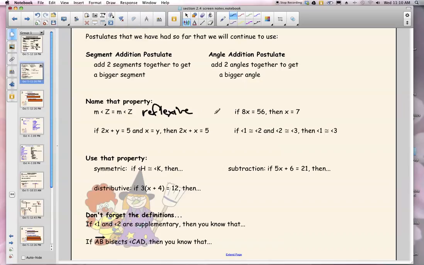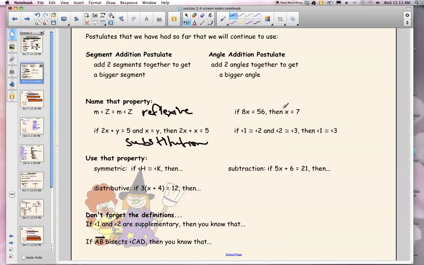Okay. What about here, I have if 2x plus y equals 5, and I know that x equals y, then I can rewrite that by saying 2x plus x equals 5. Notice my y disappeared and I replaced it with an x. Why did I do that? Because I could substitute. That's the substitution property that allowed me to take out the y and replace it with an x.